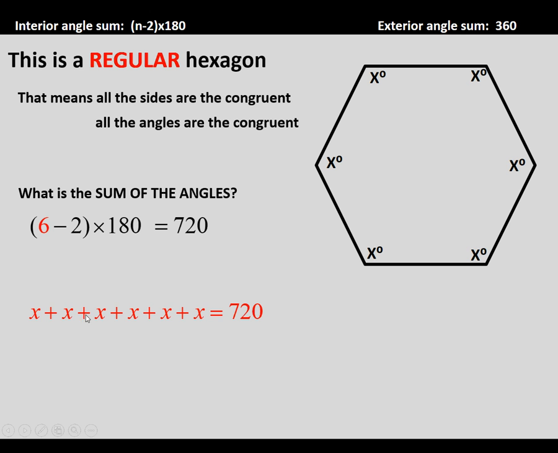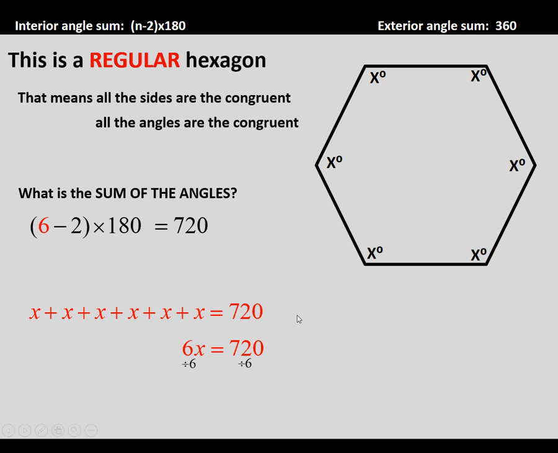All right, the long way to do it is to write x plus x plus x plus x plus x plus x is equal to 720. But when you combine like terms, it's going to simplify down to 6x. It's a hexagon, so there's 6 of these things. If it was a pentagon, it would be 5x. If it was a decagon, it would be 10x. And that's always the case. The number in front of x ends up being the number of sides the shape has.